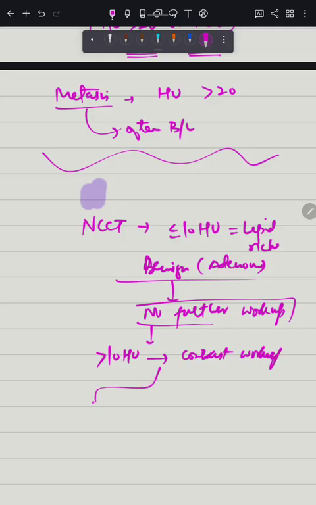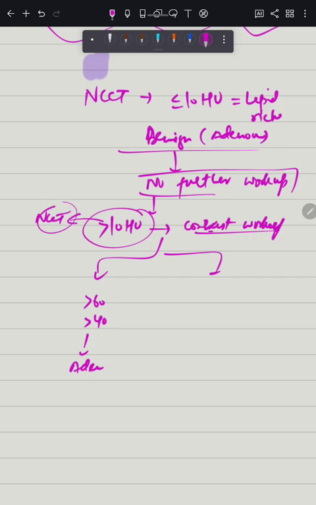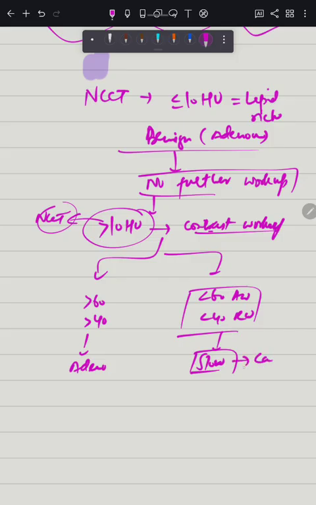So because it can still be a benign adenomatous lesion, that's why you have two things: absolute washout and relative washout. If absolute is more than 60 and relative is more than 40, then it is adenoma, despite having greater than 10 Hounsfield units on this NCCT film. But if absolute washout is less than 60 and relative washout is less than 40, then it means the washout is slow. That means it's either carcinoma or METS.